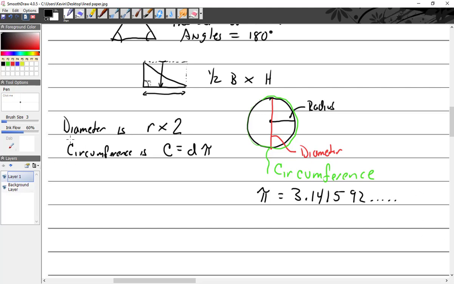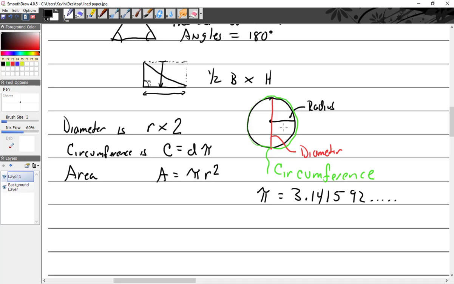So circumference, and then most importantly, the area. The area is how much square footage, square inches, that takes up right there. So the area equals pi times the radius squared. Those are the formulas I want to use.